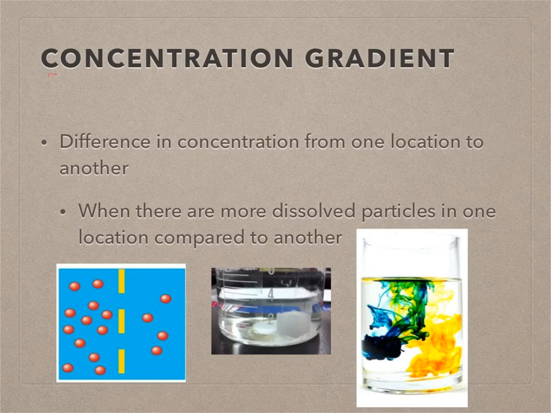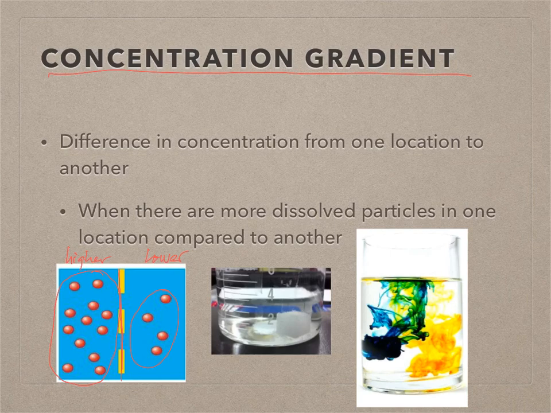Okay, so concentration gradient is the difference in concentrations from one location to another or throughout space. When there are more dissolved particles in one location compared to another. So we have a couple examples here. This represents the cell membrane. As you can see, there are quite a bit more particles on this side of the membrane than on this side, which would make this concentration higher and this concentration lower, concentration of particles dissolved in the solvent.